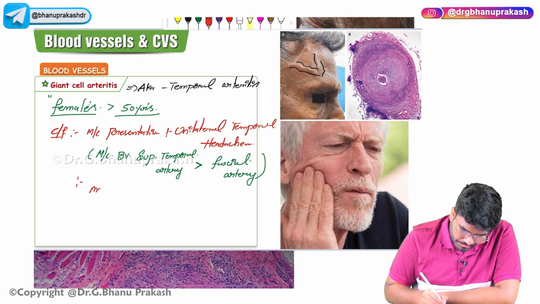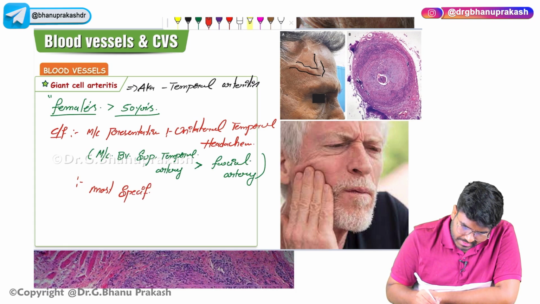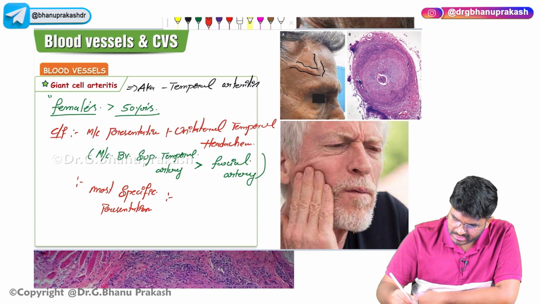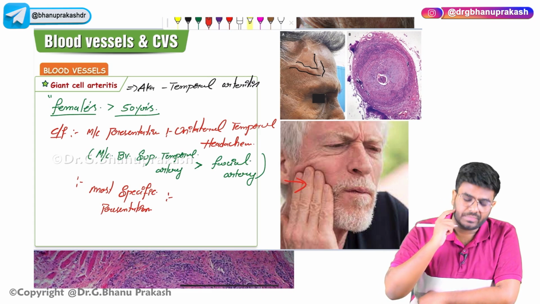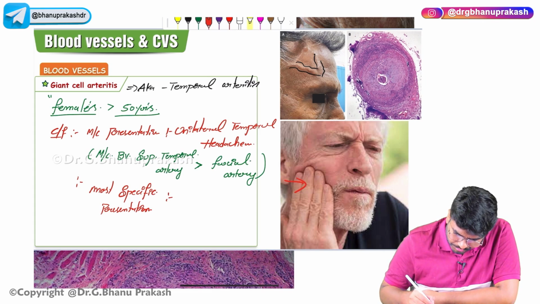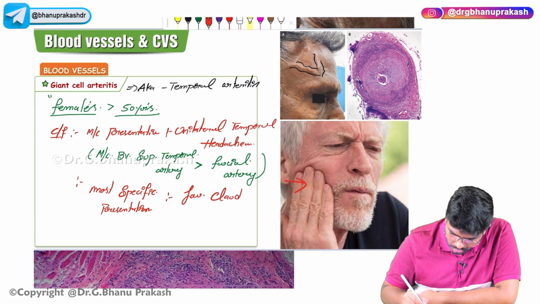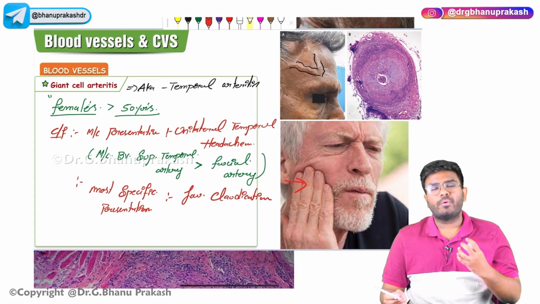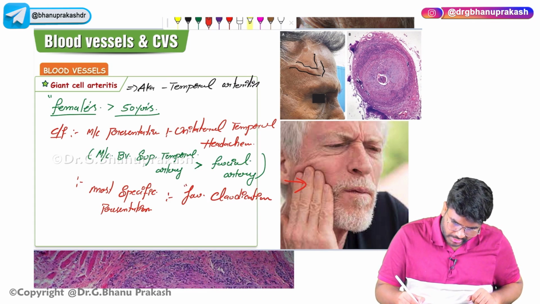So the most specific presentation is going to be, see here, the patient is having jaw pain because of the involvement of the facial artery. So jaw claudication: with the opening or closing of the mouth, there is a pain. So this is called jaw claudication.